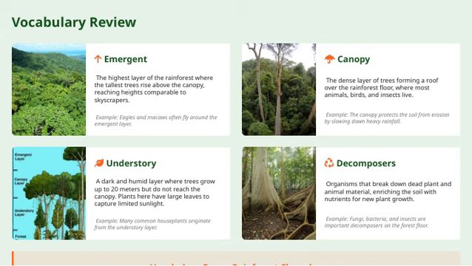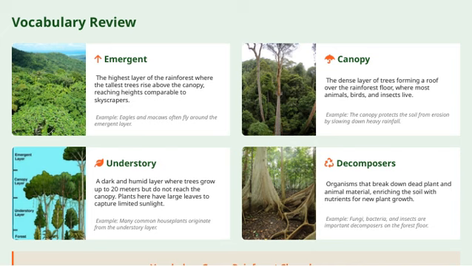Next, the canopy itself is a dense roof of trees that covers most of the rainforest floor. It's home to many animals, birds, and insects. The canopy also plays a crucial role in protecting the soil from erosion by slowing down heavy rainfall, helping to keep the ecosystem balanced.